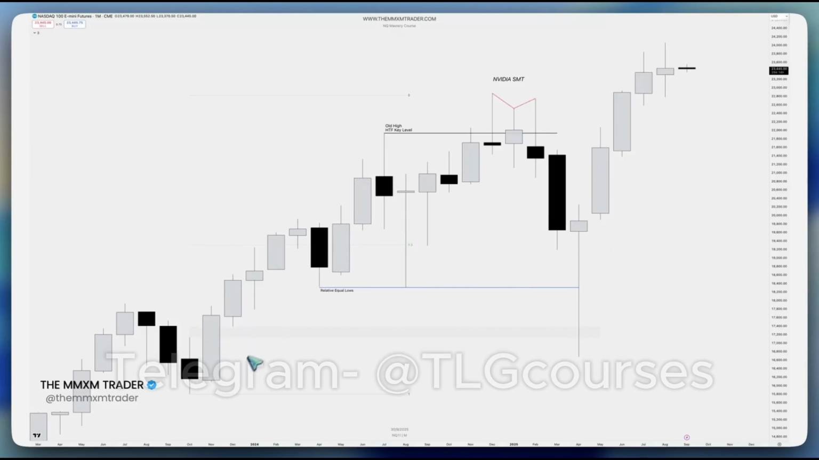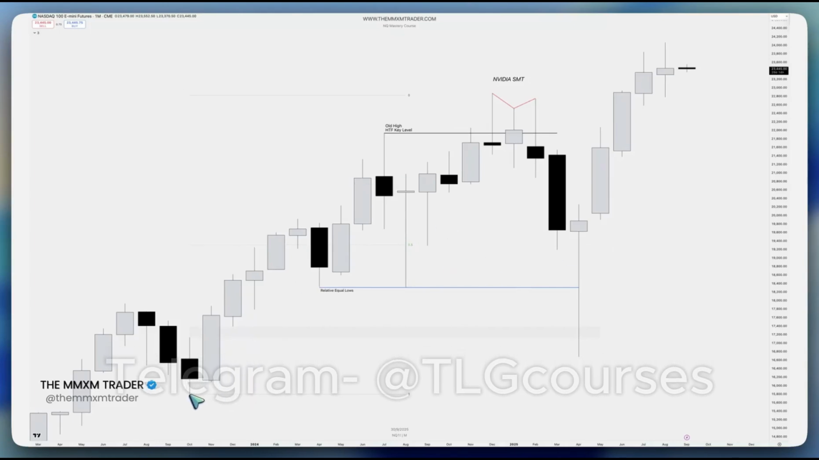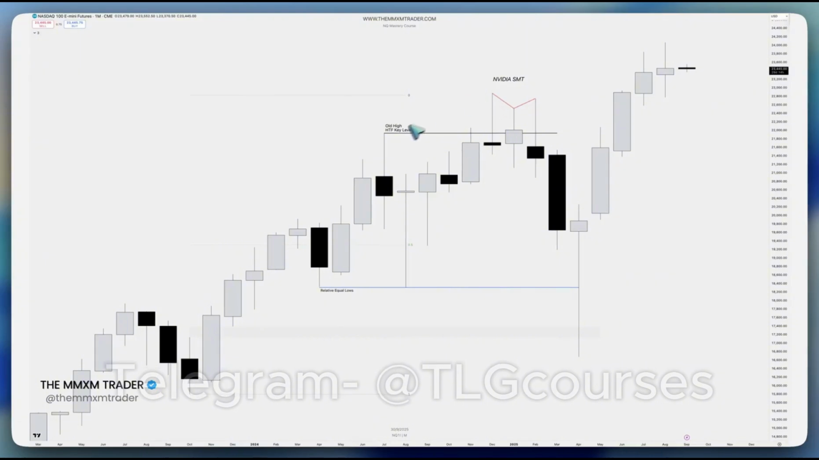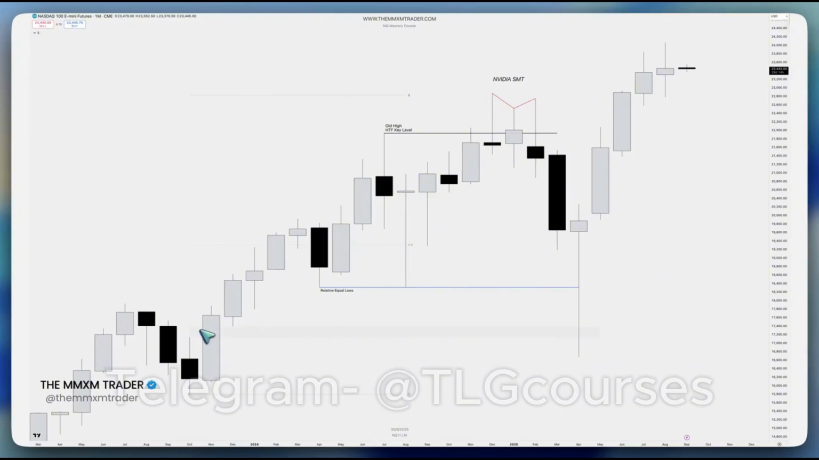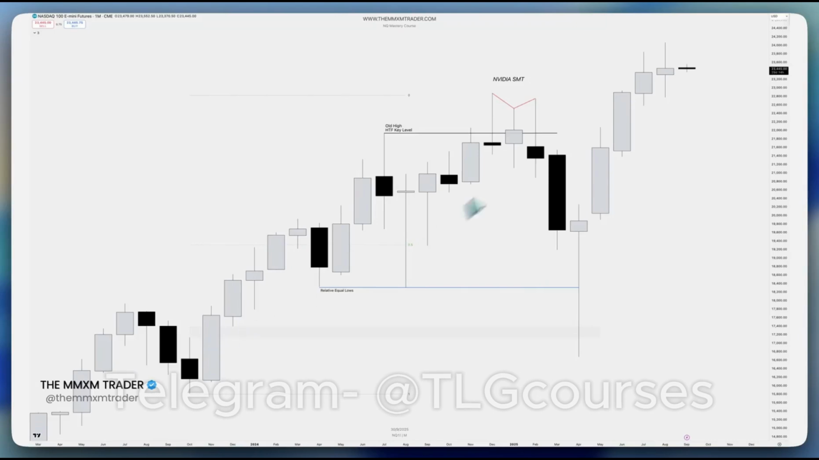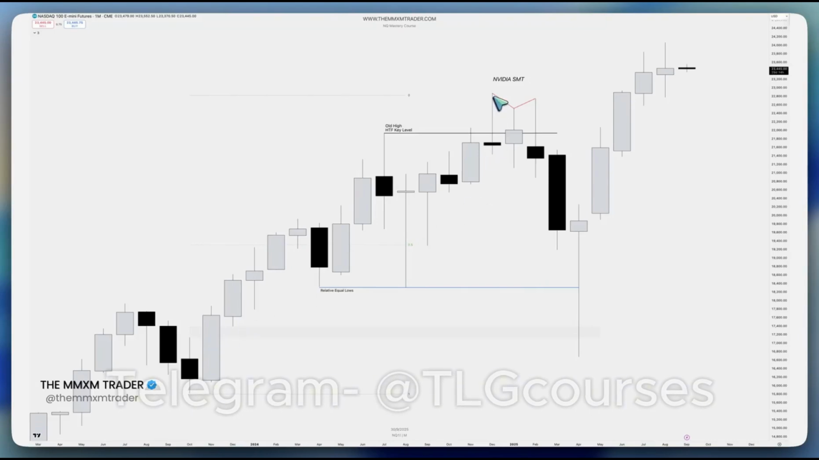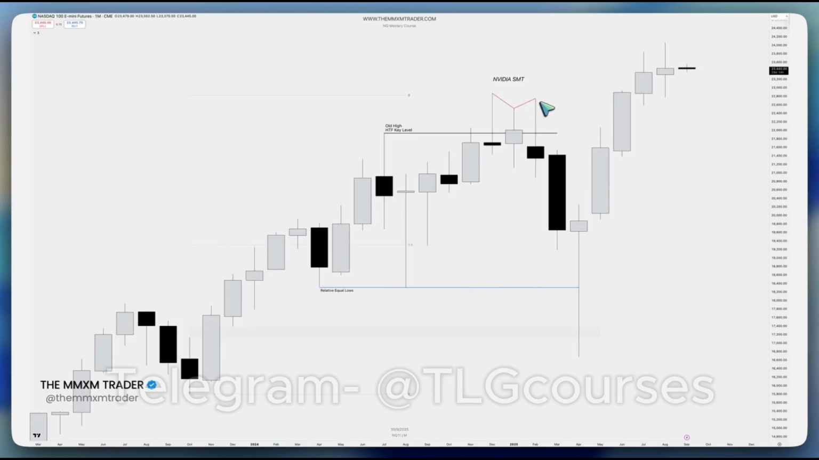Okay, so looking at the narrative here, premium discount low, premium high. We take out an old high, relative equal lows, and a bullish fair value gap below us. We then go above this old high. We then get SMT with NVIDIA here.